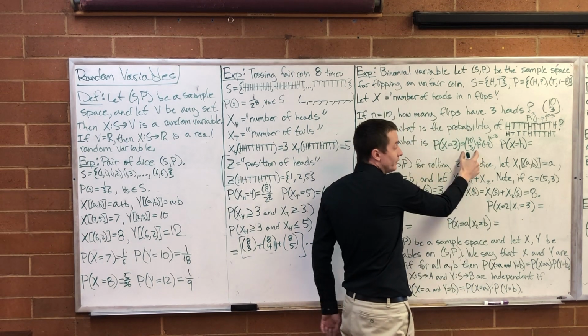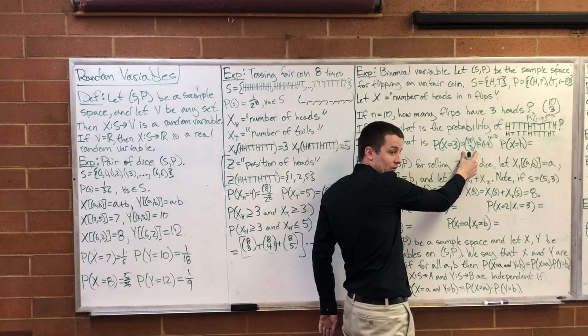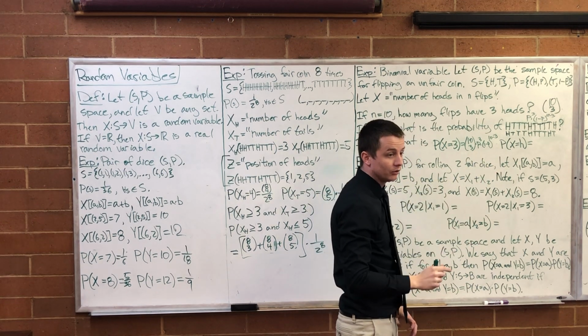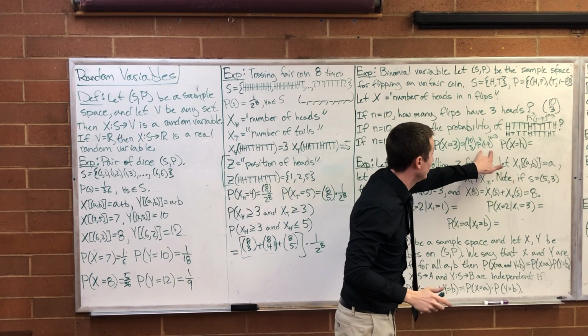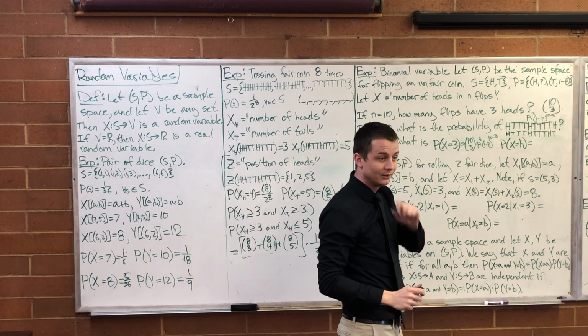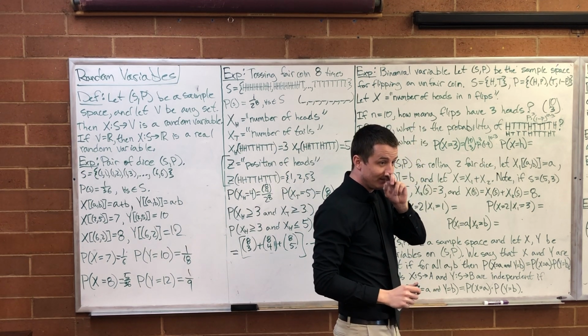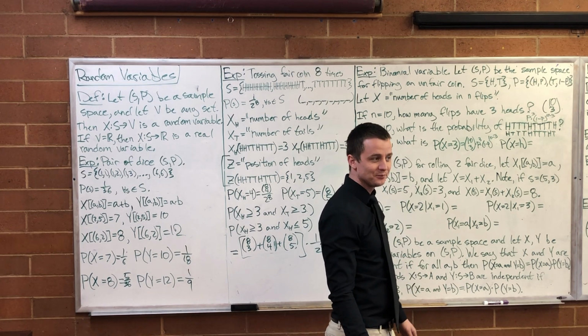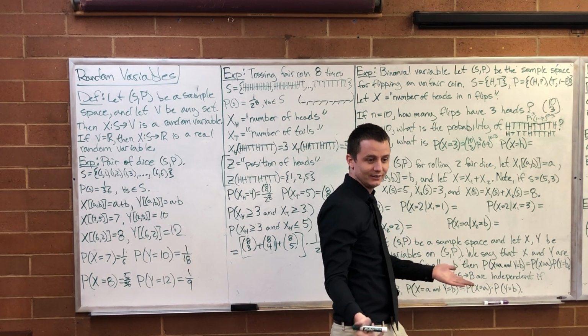Same thing. This is how many have 3 heads. It's just some number. And this is the probability of each one of those individually. So you're just adding this number up this many times. Does that make sense? Mm-hmm. Anything weird?